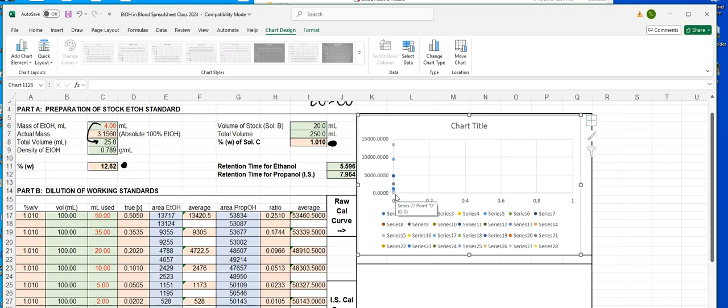So in the next video, we're going to go through the motions of how to properly select data when they're not together in a nice little neat format and make a calibration curve. So that way I can generate one on my report before I turn it in.